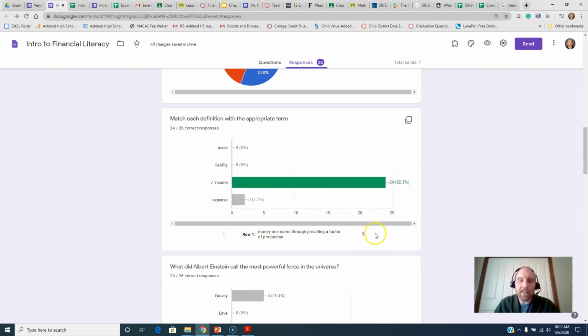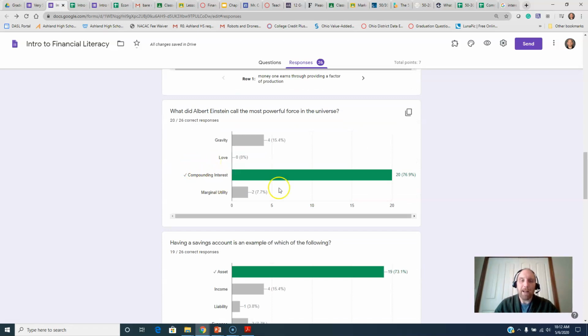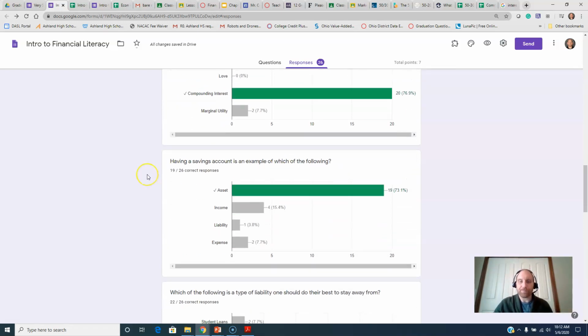Income is money coming in, expenses is money going out, assets are anything that you own that have value, like a house or a car. And liability is anything that you owe to someone else, which essentially means debt. So if you owe the bank money because you have a car loan, that is a liability. If you owe a credit card company money because you have borrowed a lot of money to buy things with the credit card, that is a liability. Compounding interest we'll talk about again later.